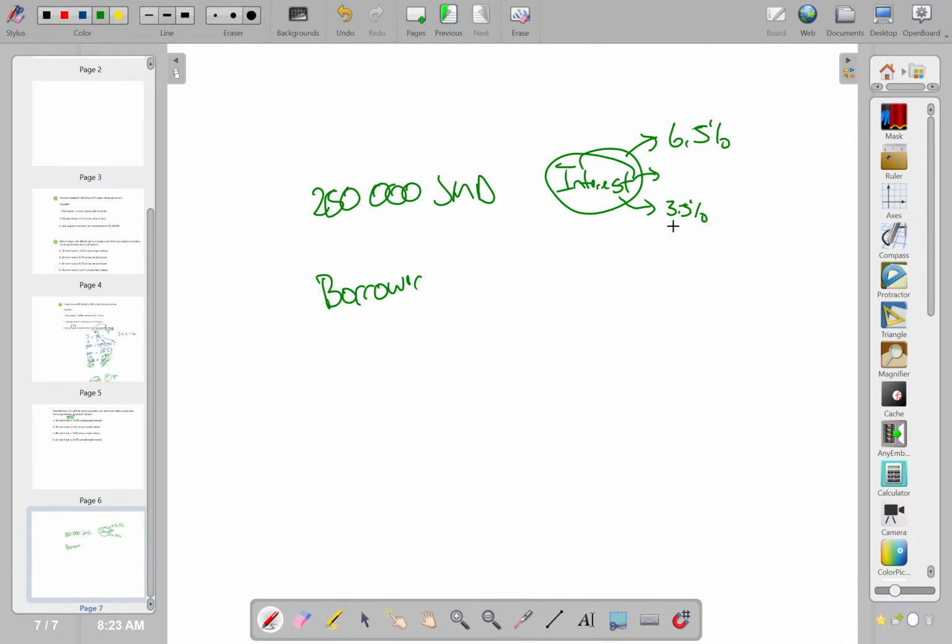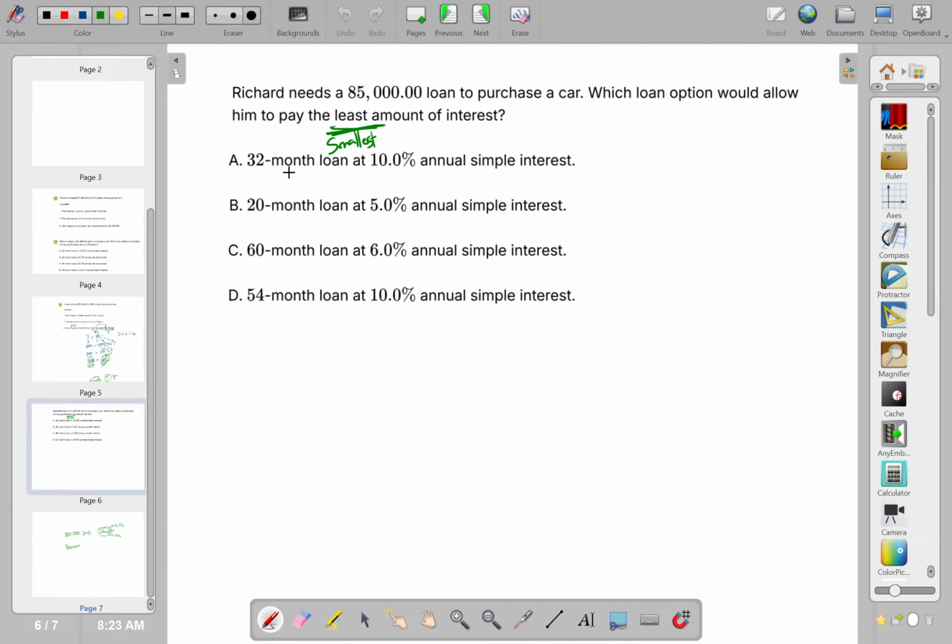Yeah? So make sure that there's a little hint there for life. I hope that helps everybody. All right, so now we have a 32-month loan, 10% simple interest, right? So we want to find out how much interest he is going to pay. All right, cool. So now, right straight into it.